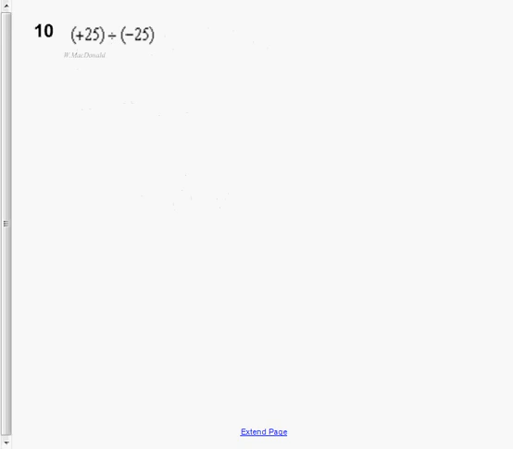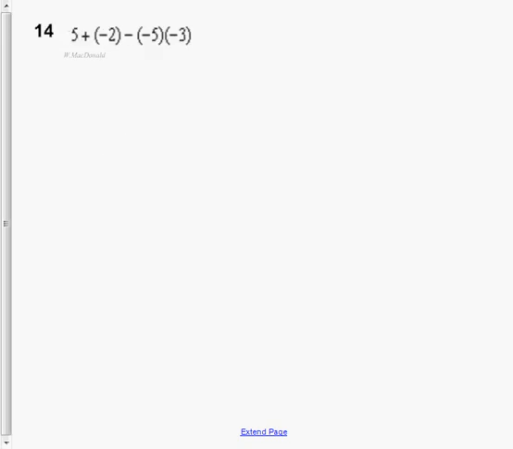Question 10. I have 25 divided by 25, which is 1. And I have different signs, which means a negative answer. Question 11. 100 divided by 25 is 4, different signs, negative quotient. The 12th question, 12 divided by 1 is not 11, it is 12. Same signs makes it a positive answer, so the answer is positive 12. Question 13, this says 10 times negative 10, even though there's no sign written here, we know it's multiplication. 10 times 10 is 100. Positive multiplied by a negative gives you a negative.